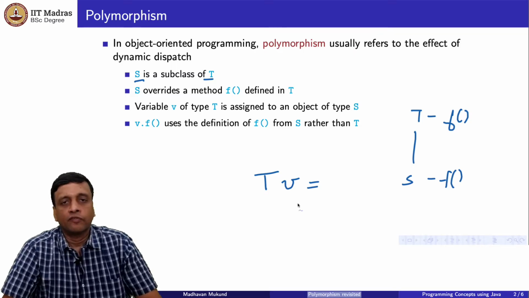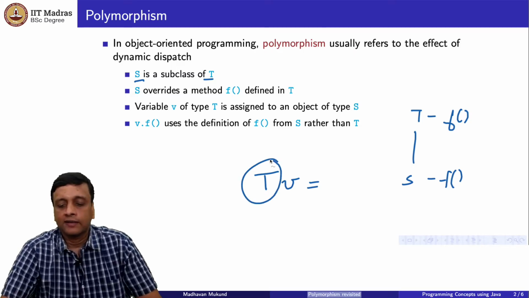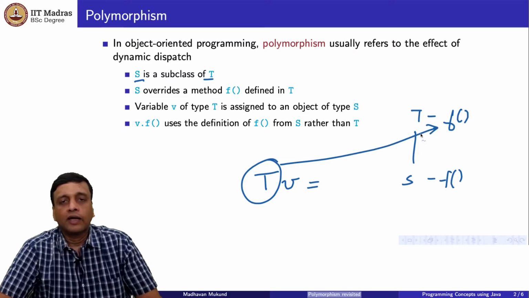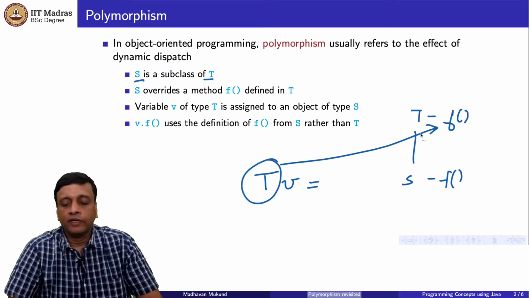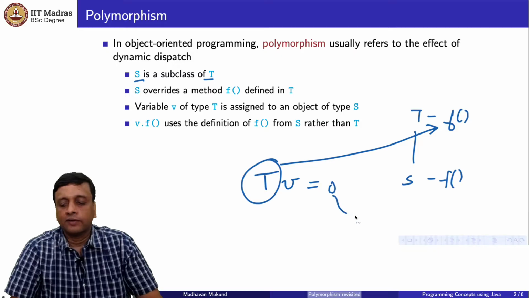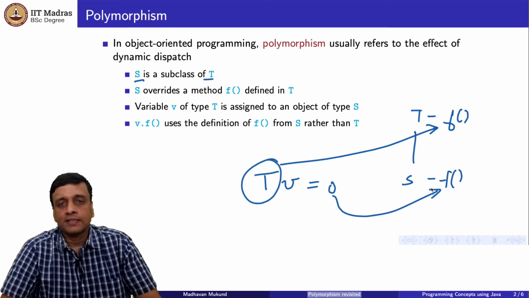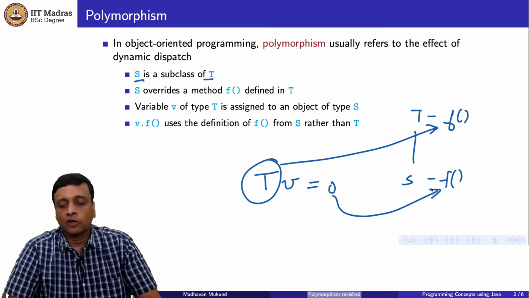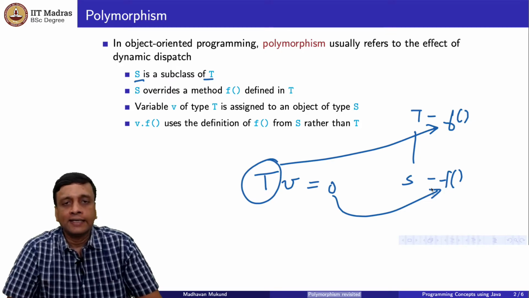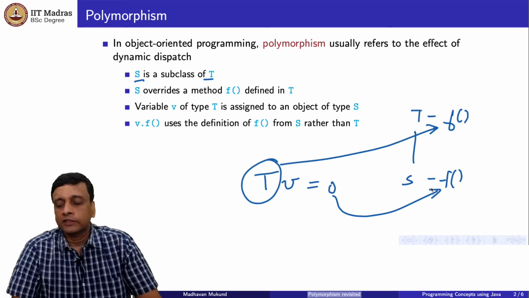the question is which F are we going to use, because there is a compile time F which is associated with the type of V, and there is an object here which is of type capital S, and so it has its own more specialized definition of F. What dynamic dispatch says is that the runtime value is the one that's chosen. So in this case, because the object's identity at runtime is of type S and not T, you will use the function F which comes with S and not with T.